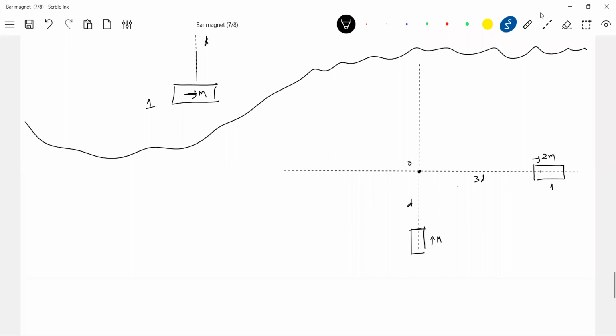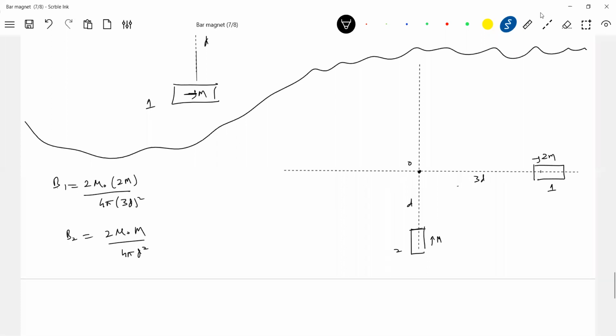So call this bar magnet 1. This is 2. So due to B1, it should be towards left. Due to B2, it should be along the positive axis. The resultant field will be given by, first we'll calculate this one. So mu naught. Where is the point? The point lies on the axial line, no? So 2 times will come. 2 times mu naught 2m by 4 pi 3d whole square. B2 should be equal to mu naught 2 times m by 4 pi d whole square.